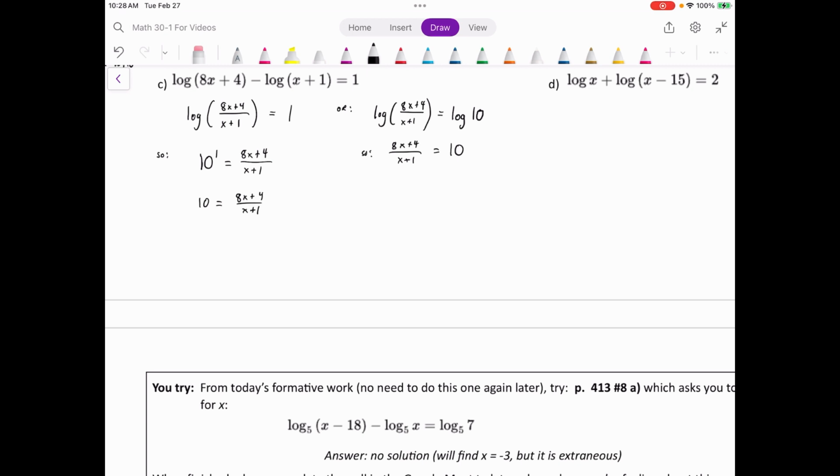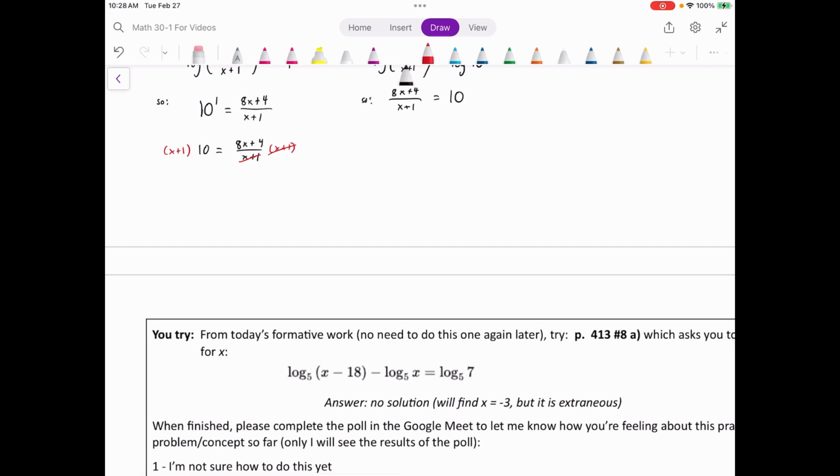I think what I'll first do is let's just get all our x's out of denominators. So I'll multiply both sides by x plus 1 to get these out of the denominator. X plus 1 over here. Probably go ahead and distribute. So I'll do 10 times x, 10 times 1 to get 10x plus 10 equals 8x plus 4.